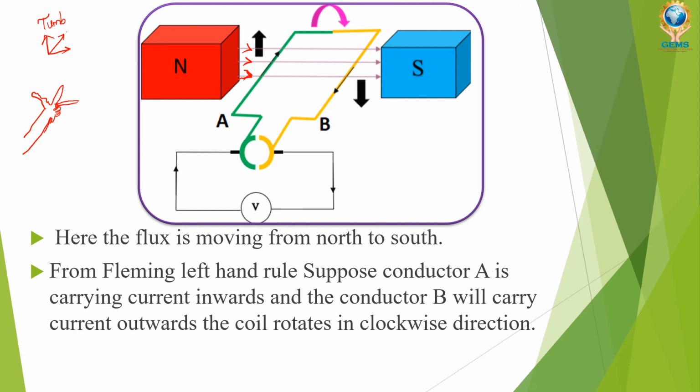We say this one is the forefinger, and this is the middle finger. In this, here we have M. It represents, just for remembering, I am saying, the thumb is representing motion. M means motion.